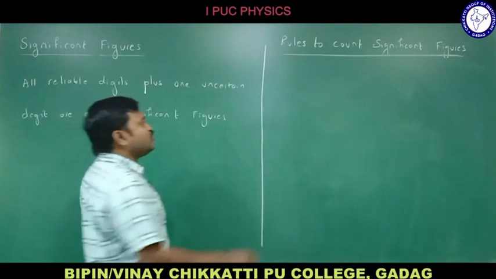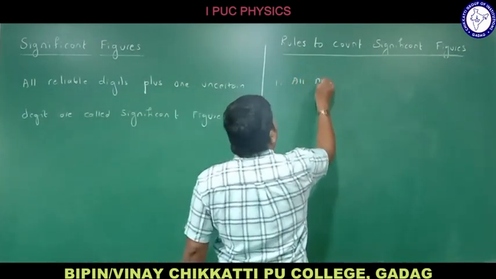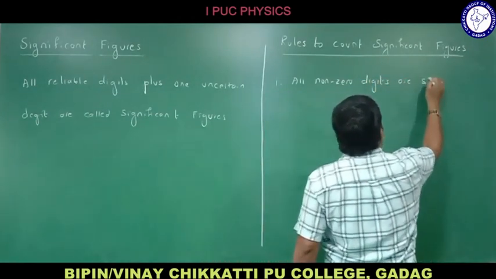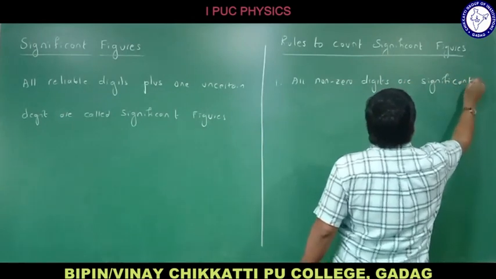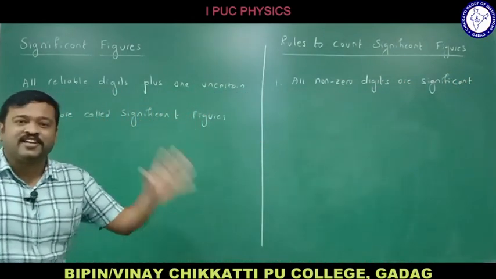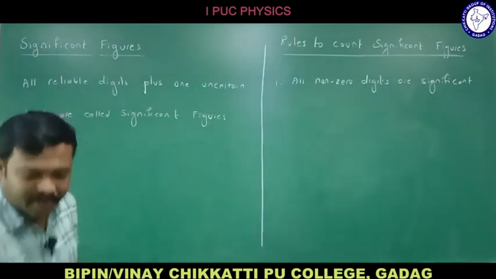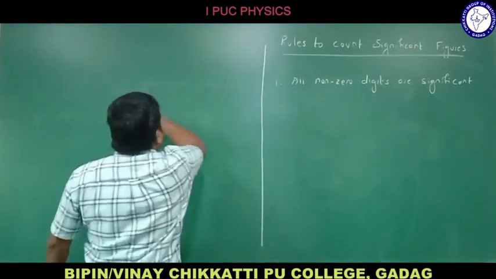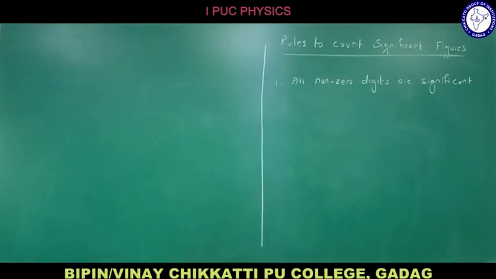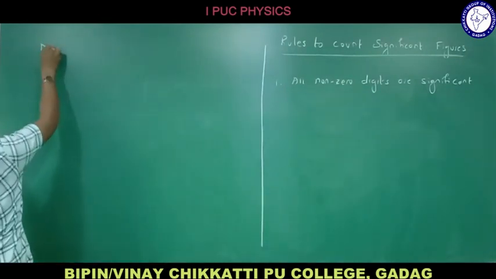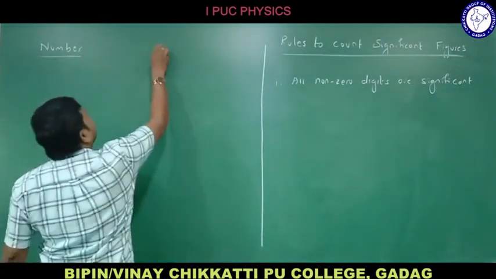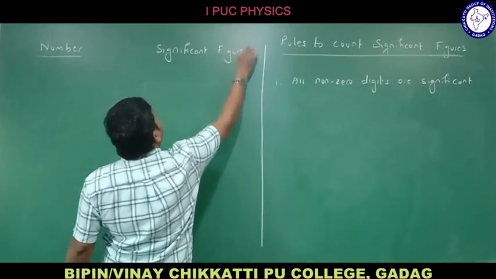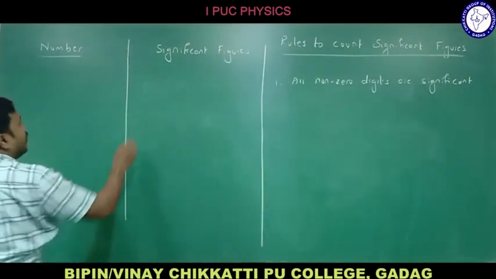The first rule says that all non-zero digits are significant. So which digits are significant? All non-zero digits in a number are significant. If a number is given to you, you must be able to tell how many significant figures are there in that number.